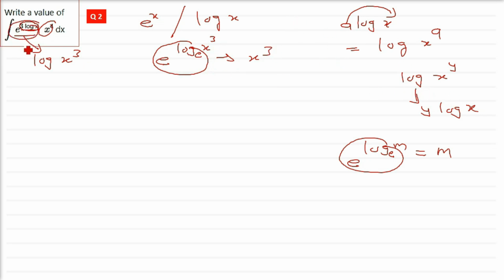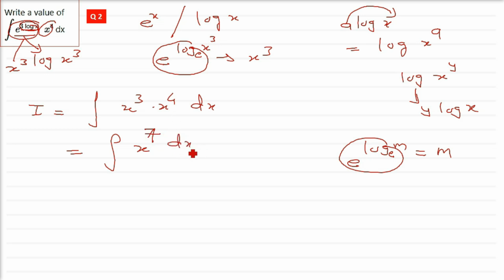So whole e raised to 3 log x can be written as x cube, and once it is known, this x cube will be multiplied by x to the power 4. You have a dx here. X cube into x raised to the power 4 will be x raised to 7.